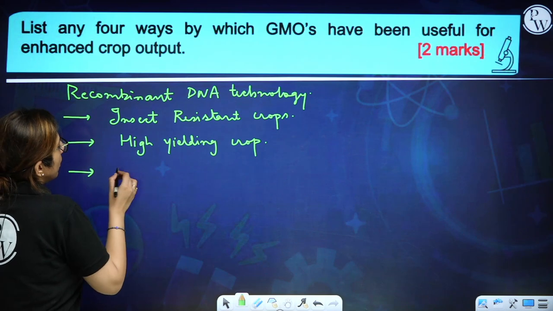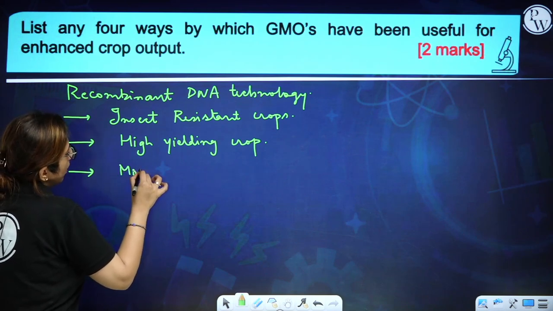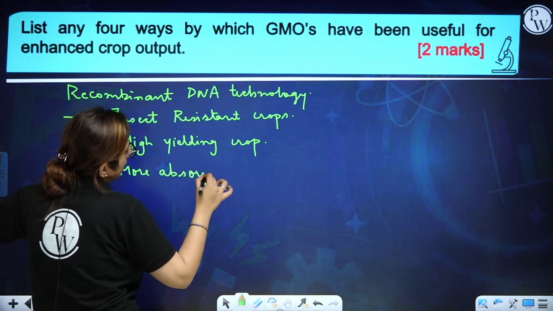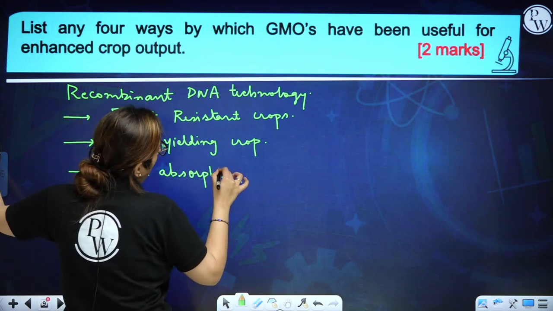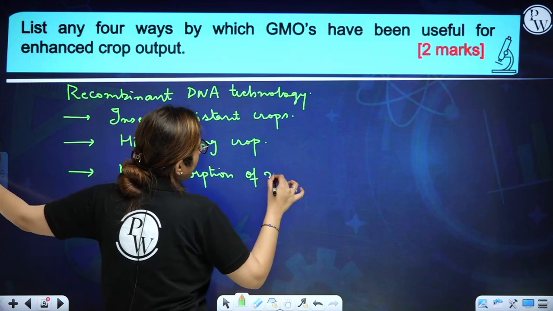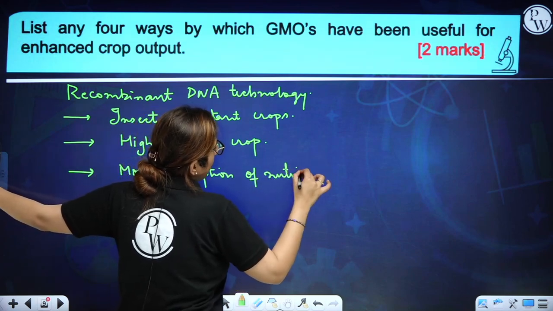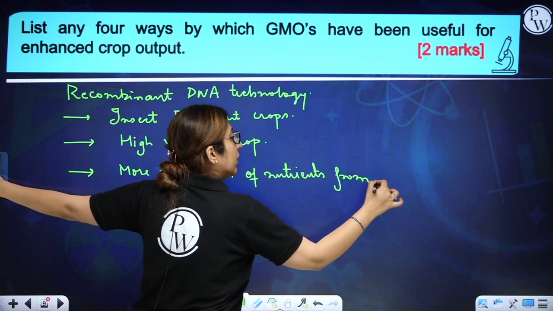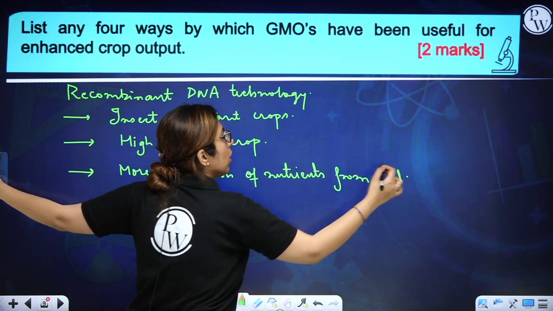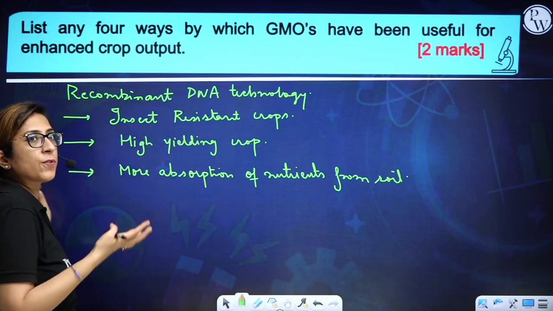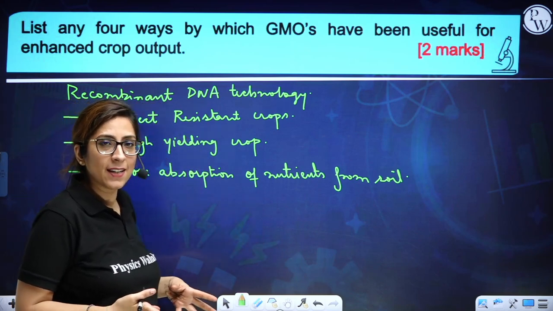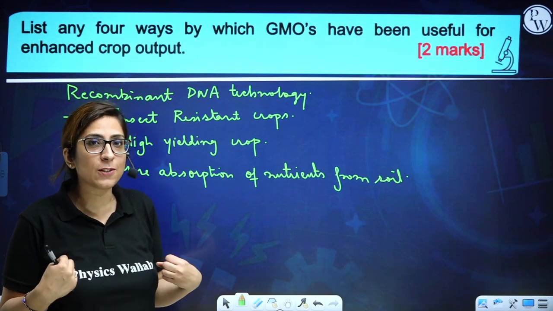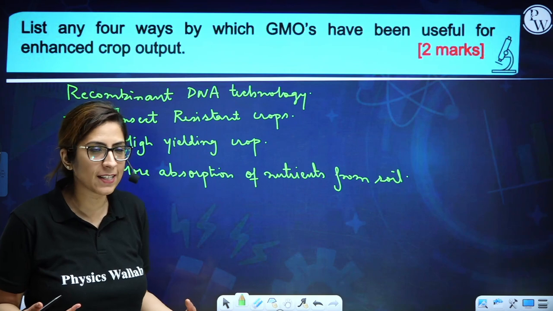The third thing is more absorption of nutrients from soil. We have created those plants which absorb more and more nutrients from the soil. Isn't it great? That means more nutrients are going to accumulate in the plant, and more we are going to consume. Isn't it great?